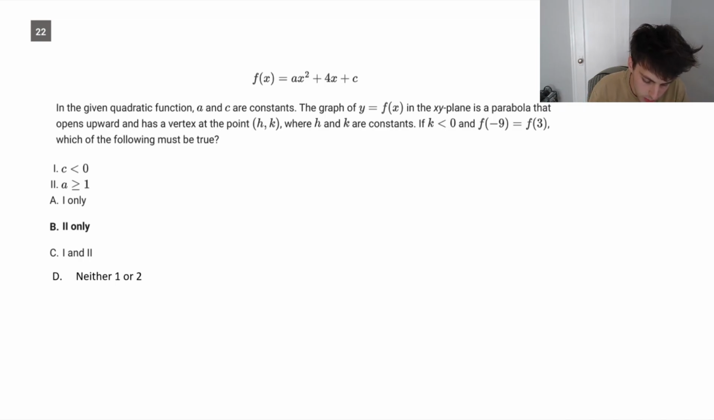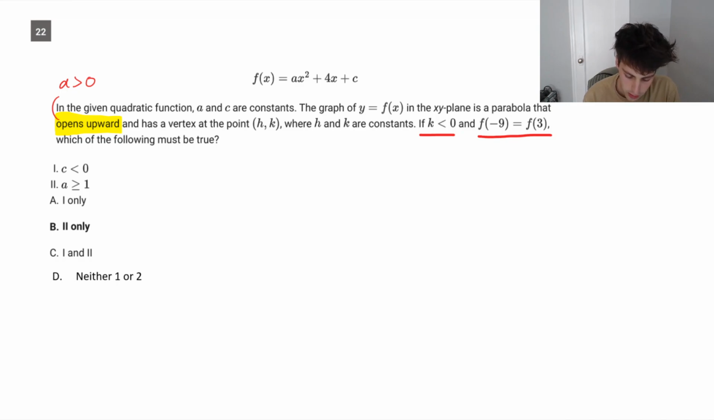So immediately we know that a is going to be greater than 0 at least, okay? We know that. And it has a vertex at the point (h, k), which is pretty standard. And it tells us k is less than 0, and we know that f of -9 is equal to f of 3, then which of the following must be true? And it gives us some criteria for C, gives us some criteria for A, and then it's asking us if both of them are true, one of them, or neither of them are going to be true. So there's a lot of information here.